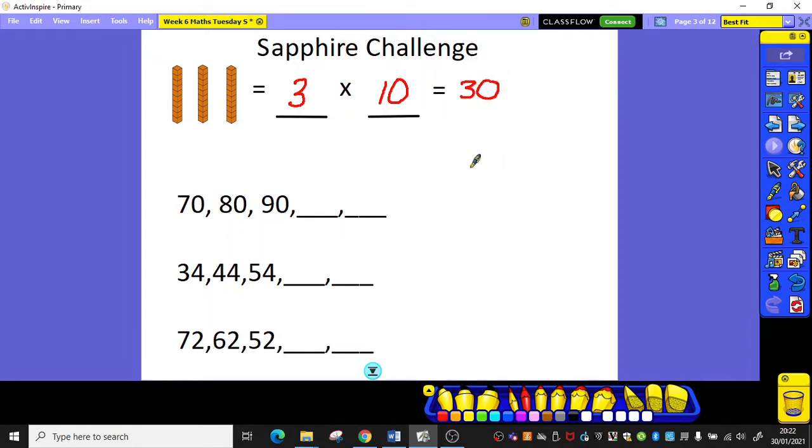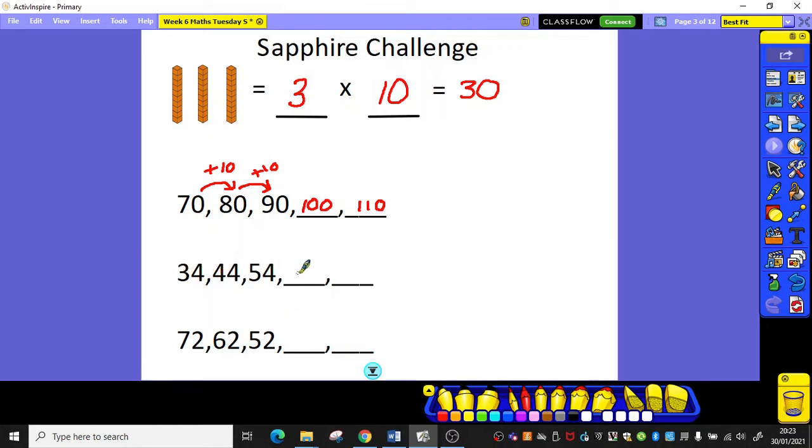If you're going to do the bronze, silver, gold challenges, quickly just work these out mentally. I can see that in this sequence, my interval, in other words, how much I'm counting up in, and I can see that these numbers are ascending, they're getting bigger, they're increasing. Each time I'm adding 10. So my next number after 70, 80, 90 is going to be 100. And after 100 is going to be 110.